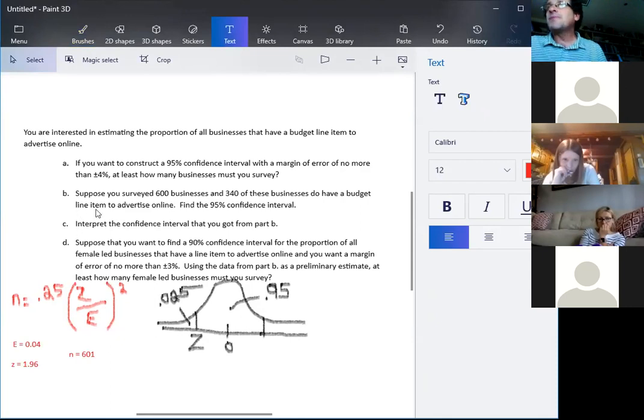Okay, part B is suppose you surveyed 600 businesses. So we didn't quite do 601, we did 600. And 340 of these businesses do have a budget line item. Find a 95% confidence interval. So calculator work. I'm going to write this down. N equals 600, X equals 340, and the confidence level is 95%. So I'm going to go to new share and go back to my calculator.